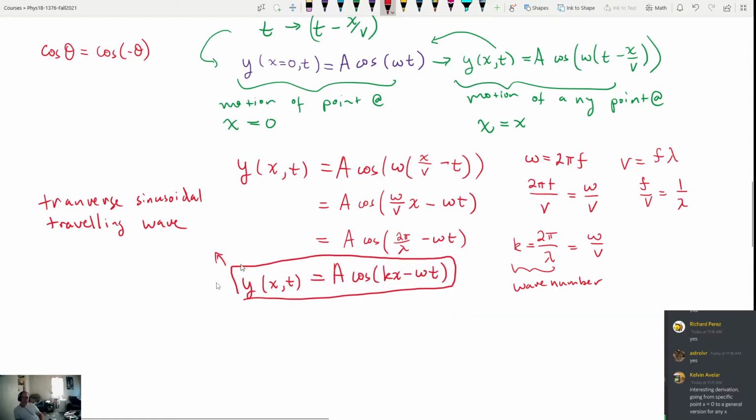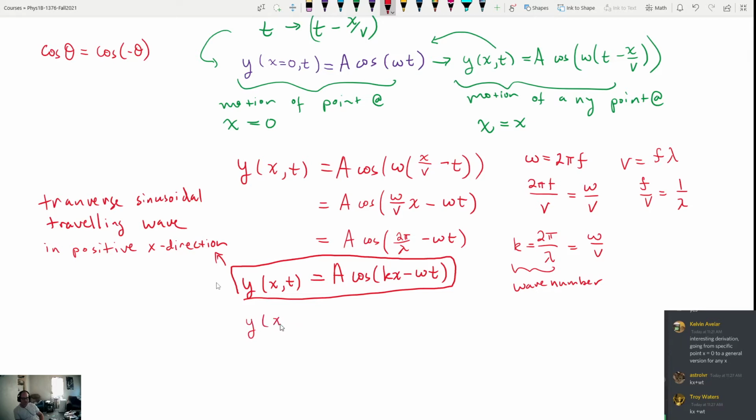This is a transverse sinusoidal traveling wave in the positive x direction. If I wanted to get it to travel in the other direction, anyone have any idea how you do that? So we said that t could go to t minus x over v. If we replace the velocity here with a negative number, then this would become a plus, all the way down plus. So if I want to make the wave travel in the other direction, you have to do, as you guys are saying correctly, kx plus omega t.